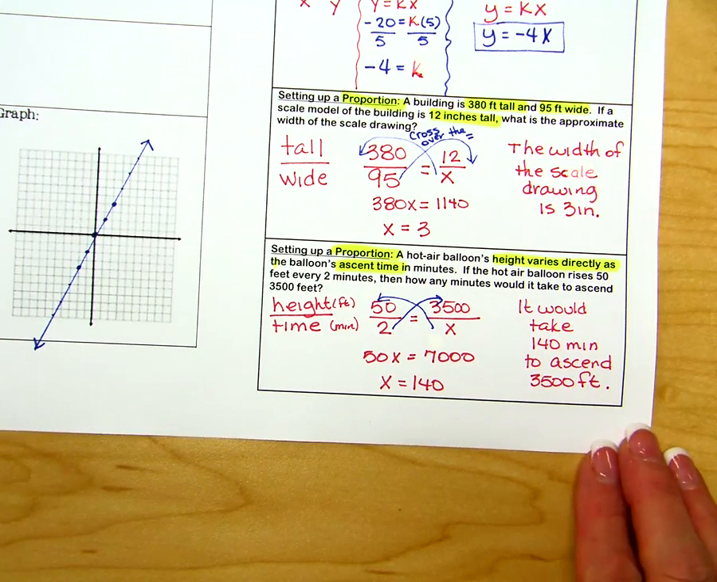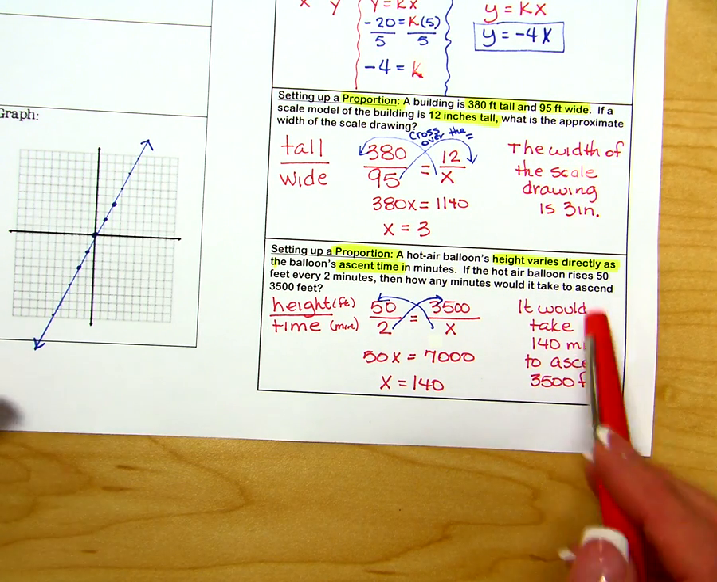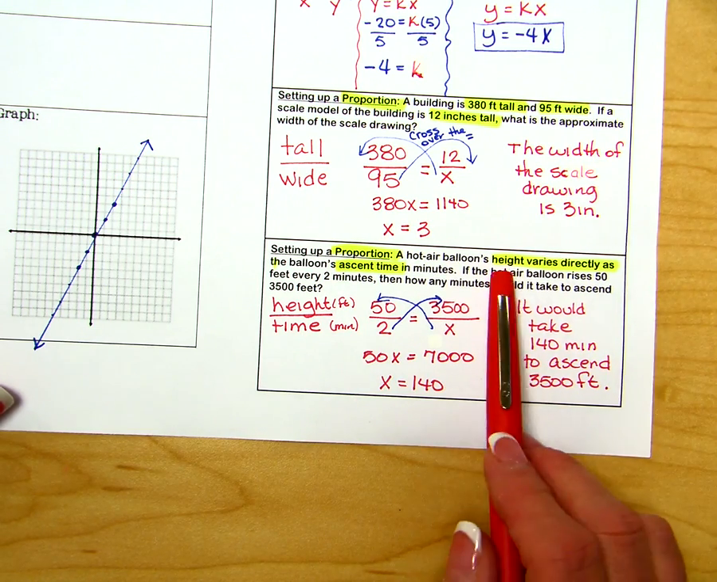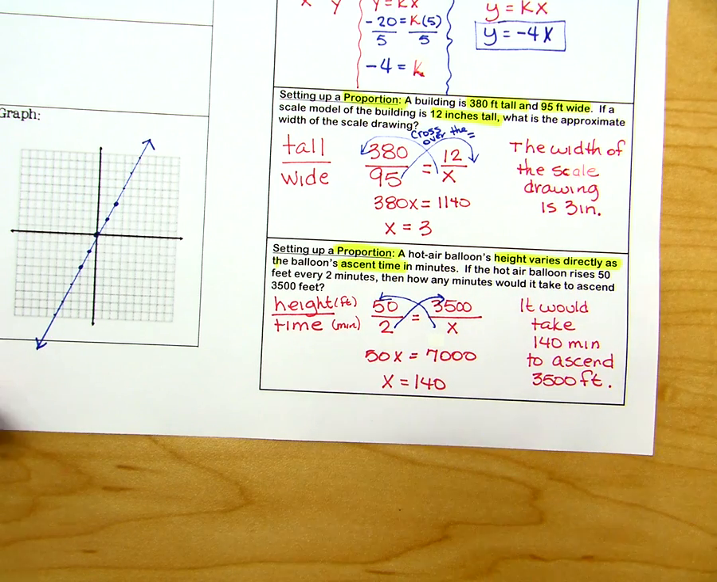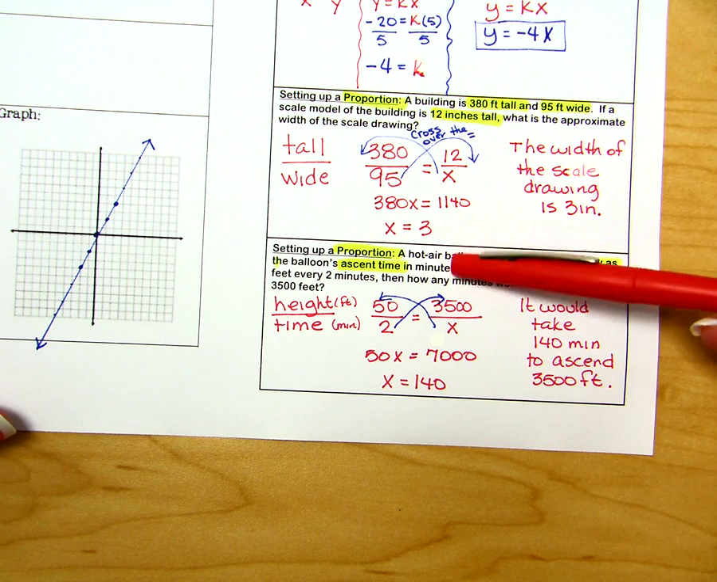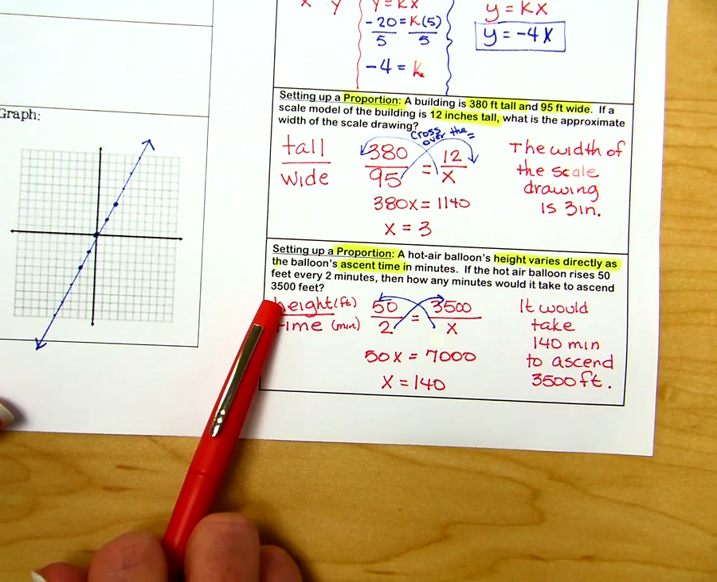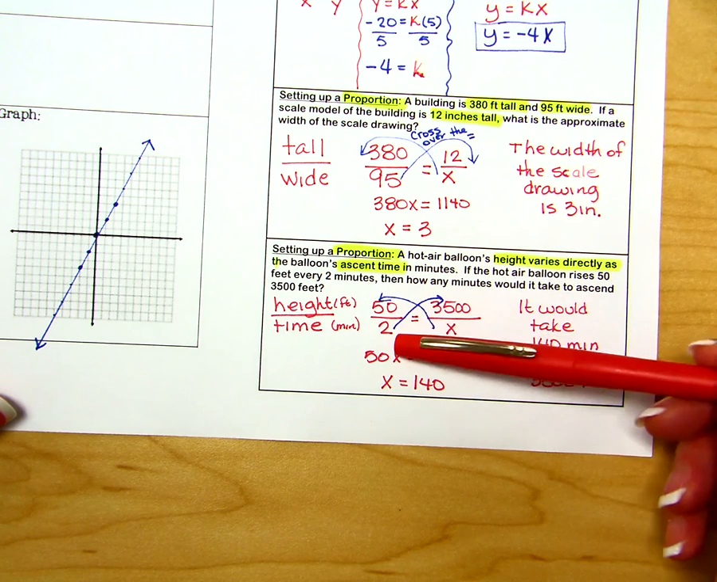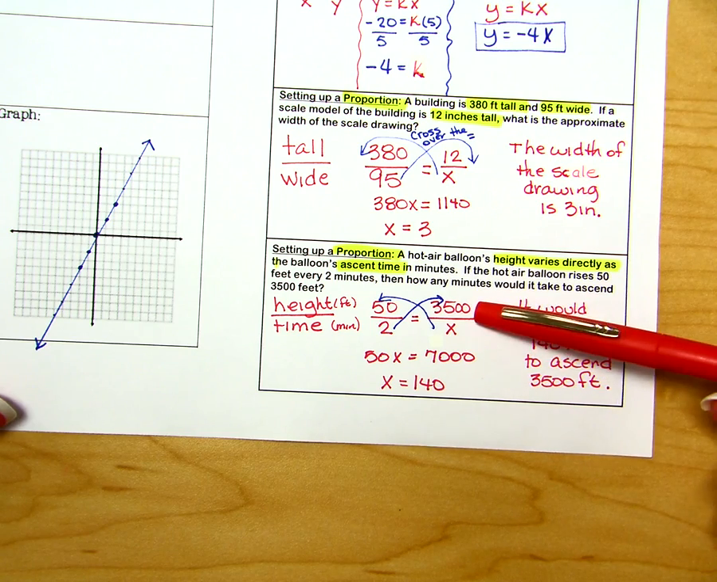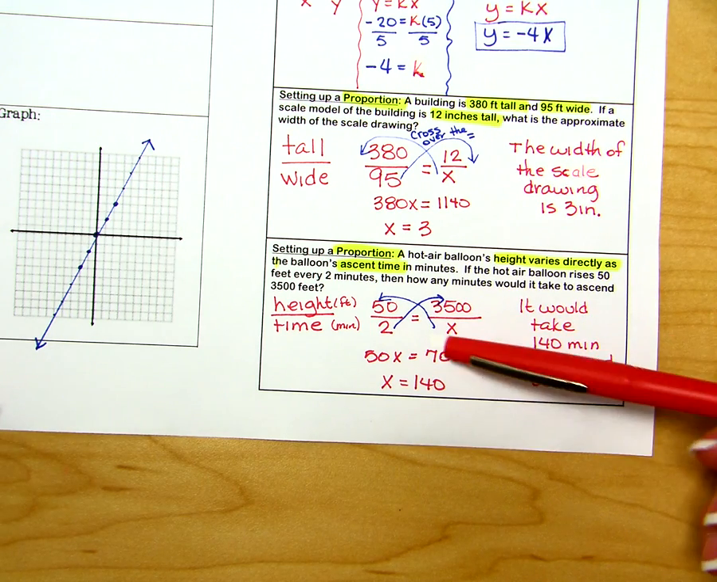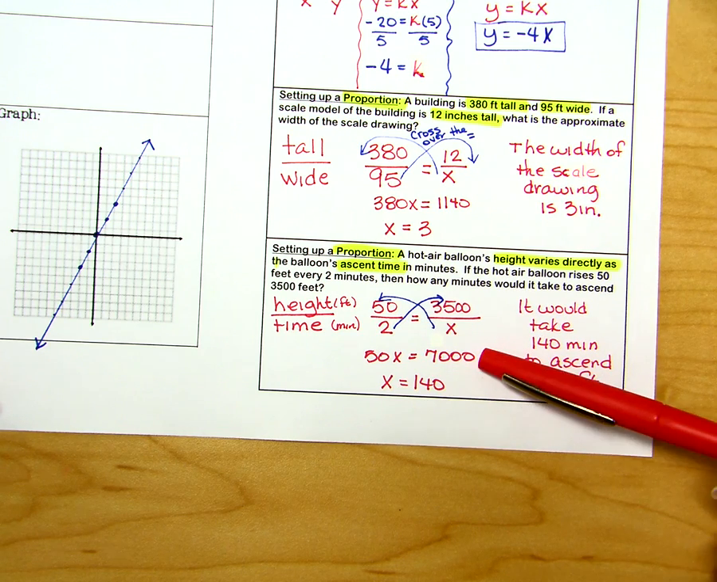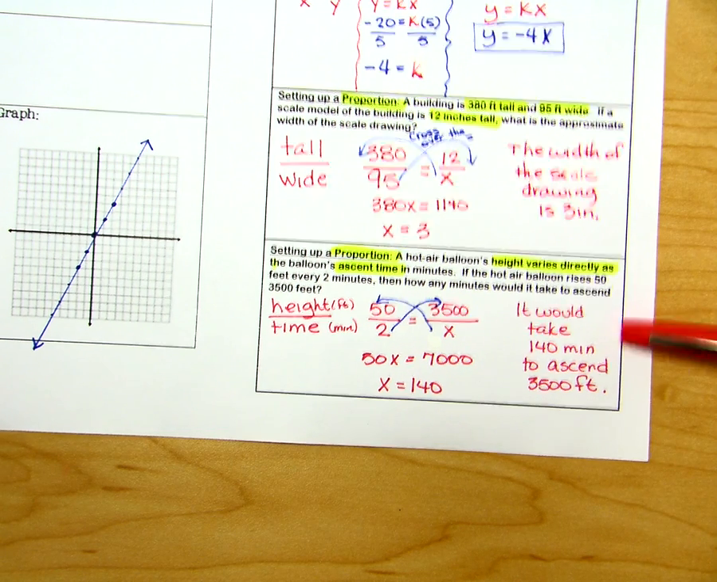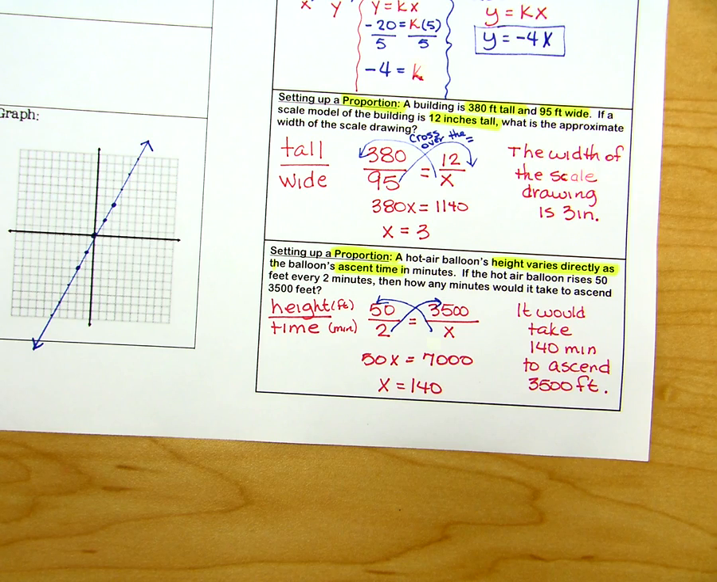Another example: if the words varies directly are in the word problem, then you can set up a proportion. Height varies directly as ascent time, or how fast they're moving up, and that's going to be in minutes. So we have height in feet, time in minutes. We know that it's 50 feet for every 2 minutes. So how many minutes when it goes 3,500 feet? Again, cross multiply, we get 50x equals 7,000. Divide both sides by 50, and x equals 140. So it would take 140 minutes to ascend 3,500 feet.